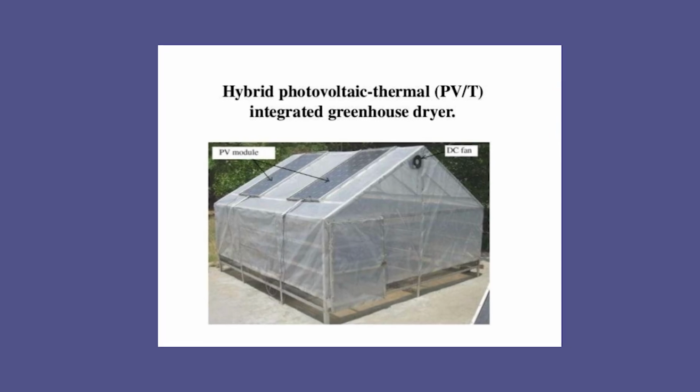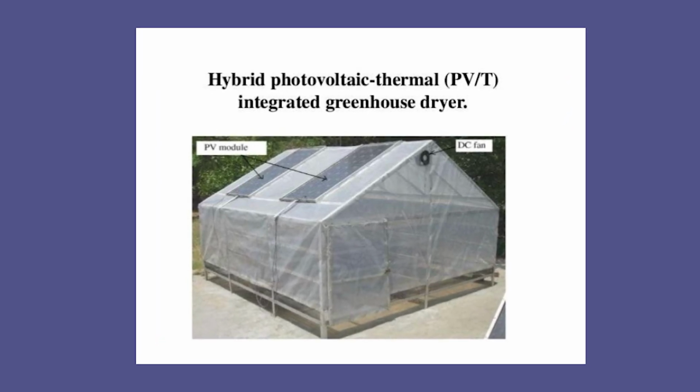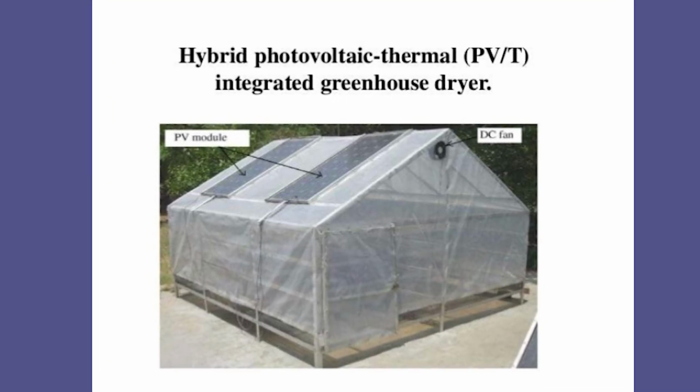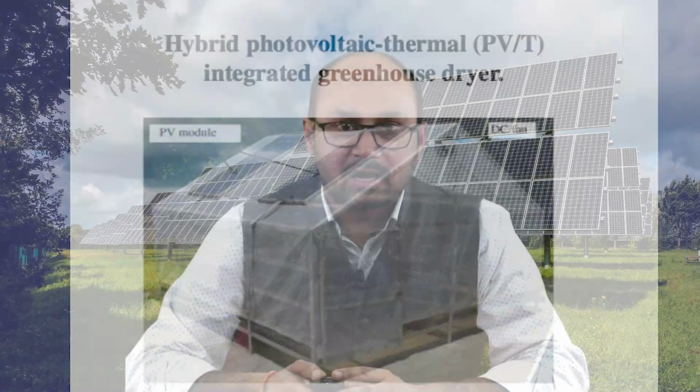Here the fan which is used in the active dryers is operated by the PV module installed at the roof of this greenhouse dryer. This can be seen in this diagram also.